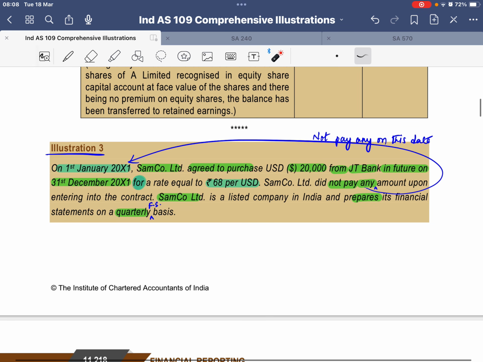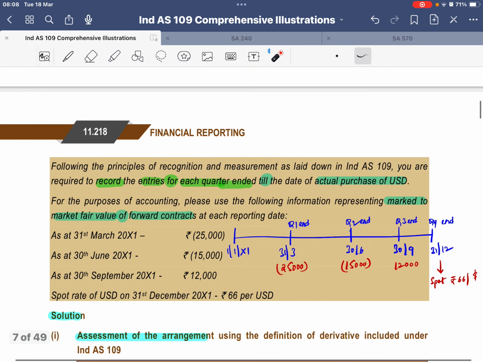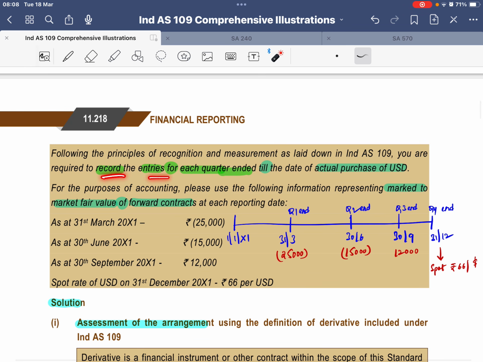Illustration 3. On 1st January 20x1, SAM Company Limited agreed to purchase $20,000 from JT Bank in future, on 31st December 20x1, for Rs 68 per USD, and not pay any amount on the date of transaction. SAM Company Limited prepares quarterly financial statements. Record entries for each quarter ended till actual purchase of USD.